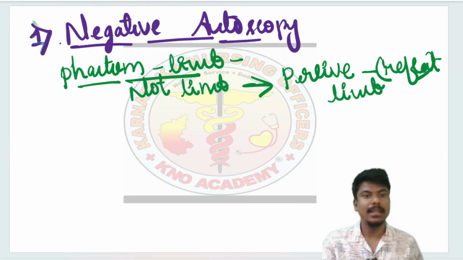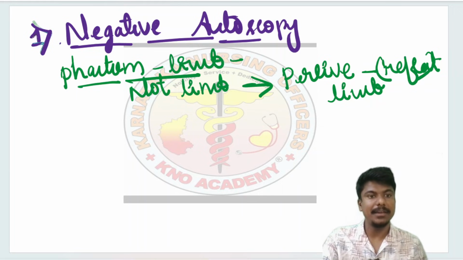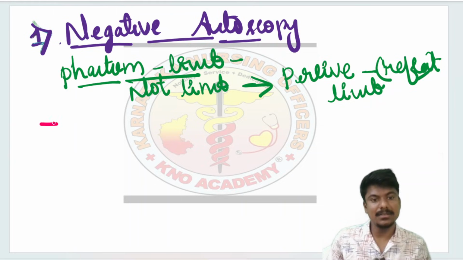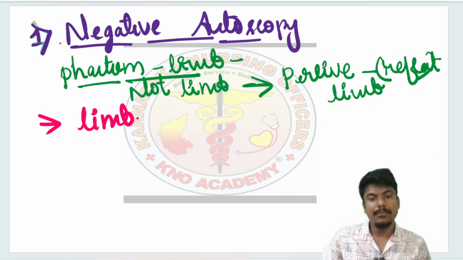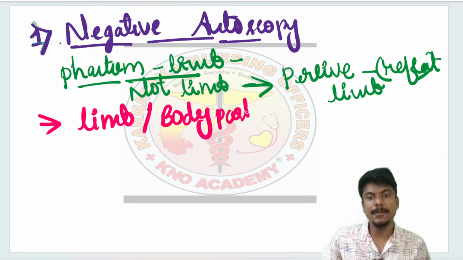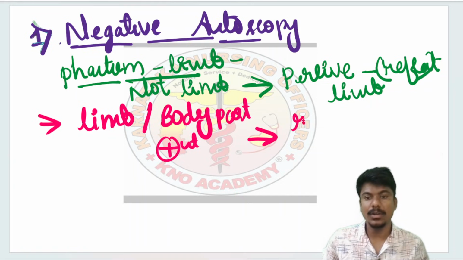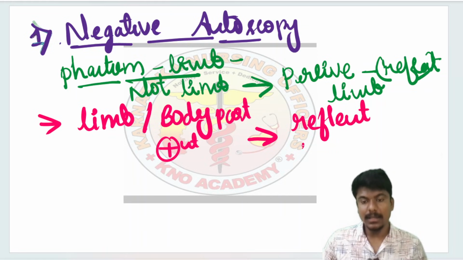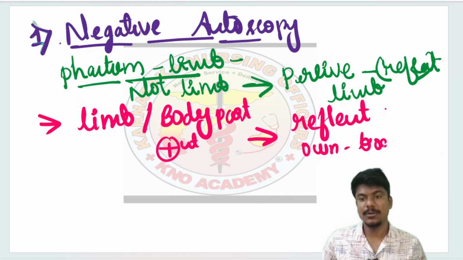But here, what will happen? The person already has his limbs and body parts. They are present, but he cannot see them. He cannot reflect his own body parts. That is what we call negative autoscopy.